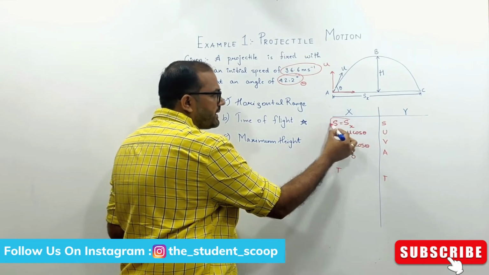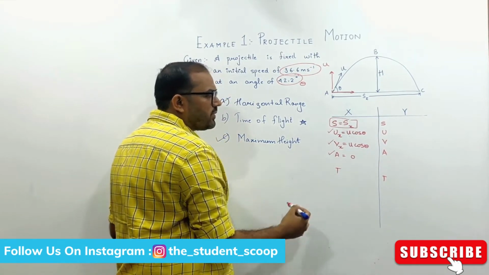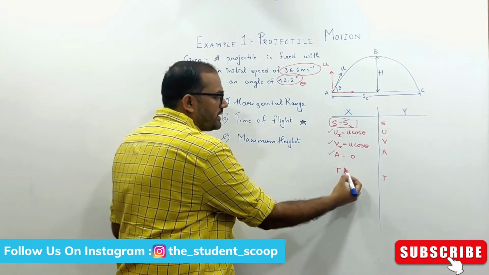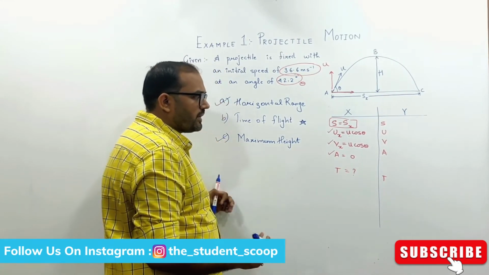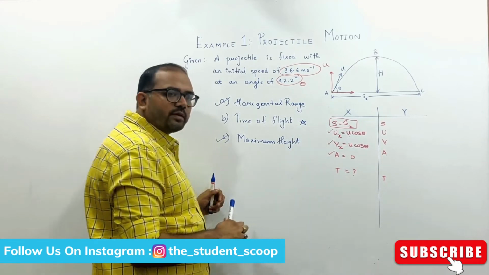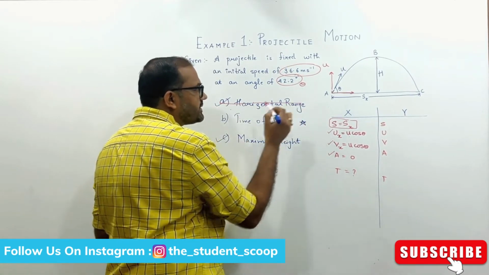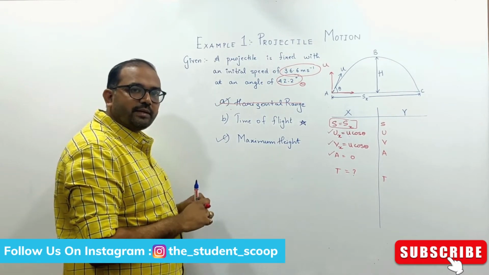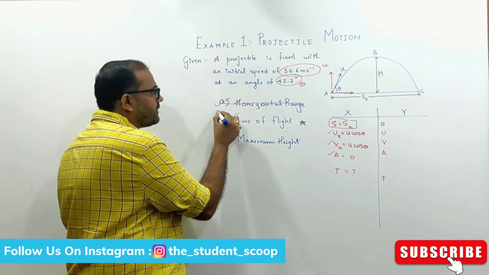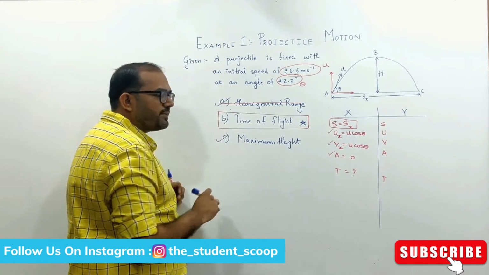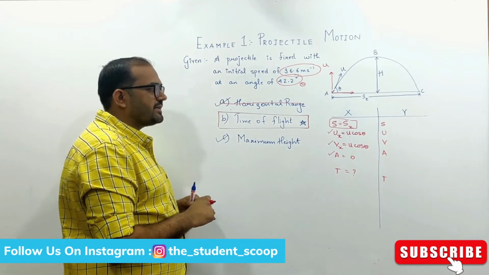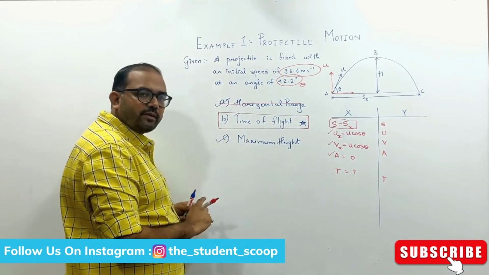But in order to determine the displacement in the x direction or the horizontal range, we need to know the value of time, without which it will not be possible for us to determine the horizontal range. And therefore, this cannot be the first question that will be assessed in your examinations. So the first question that comes in the examination is to determine the time of flight. And now let us understand how we can determine this value.